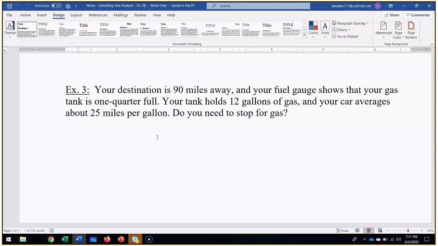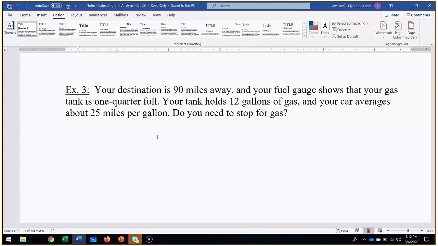Okay, so next one. Your destination is 90 miles away, and your fuel gauge shows that your gas tank is 1/4 full. Your tank holds 12 gallons of gas, and your car averages about 25 miles per gallon. Do you need to stop for gas? First of all, if you're not sure if you need to stop for gas, you should just stop for gas.